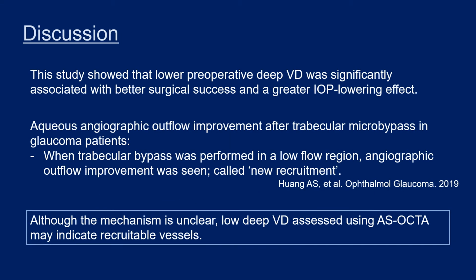This study showed that lower preoperative deep vessel density was significantly associated with better surgical success and a greater IOP-lowering effect. According to a report about aqueous angiographic outflow improvement after trabecular microbypass in glaucoma patients, when trabecular bypass was performed in a low-flow region, angiographic outflow improvement was seen. This was termed new recruitment. Although the mechanism is unclear, low deep vessel density assessed using OCTA may indicate recruitable vessels.